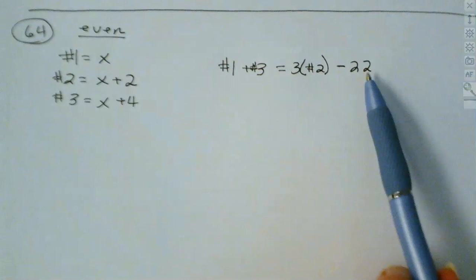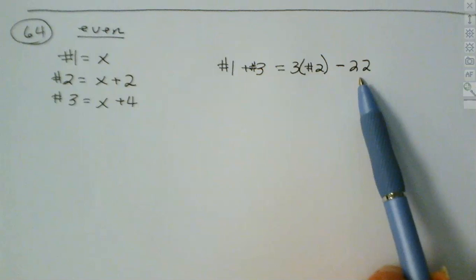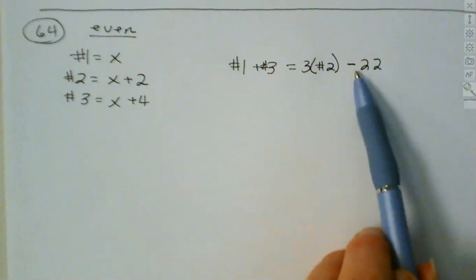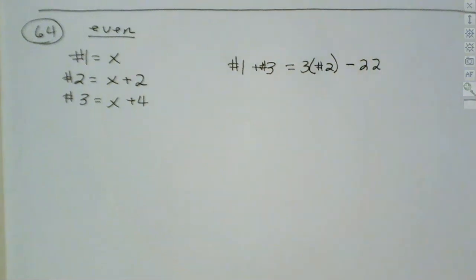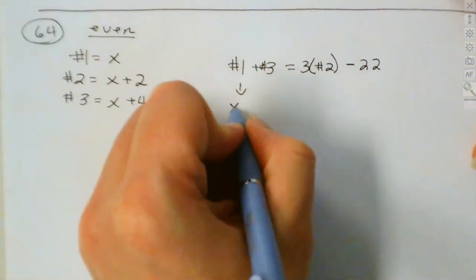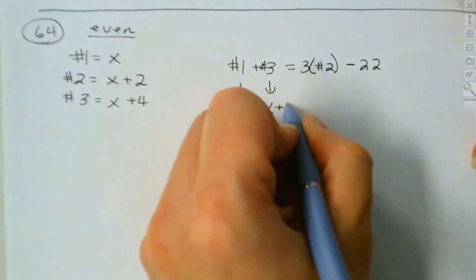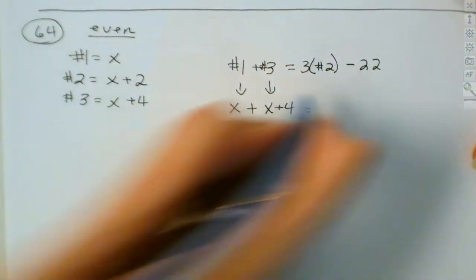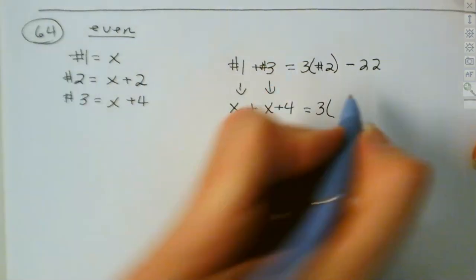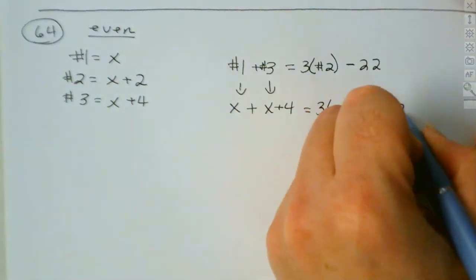Is everyone okay with why I put the 22 at the end? Because it's taking it away from it, right? We have to watch the wording. If we read it, it says, result is 22 less. So that 22 had better be on the end with a negative because it's taking it away. And we're taking it away from 3 times the second integer. Now it's simply fill it in. So the first number is x. Then we need the third number, which is x plus 4. And that's going to equal 3 times the second number, which is x plus 2. And then we've got a minus 22.